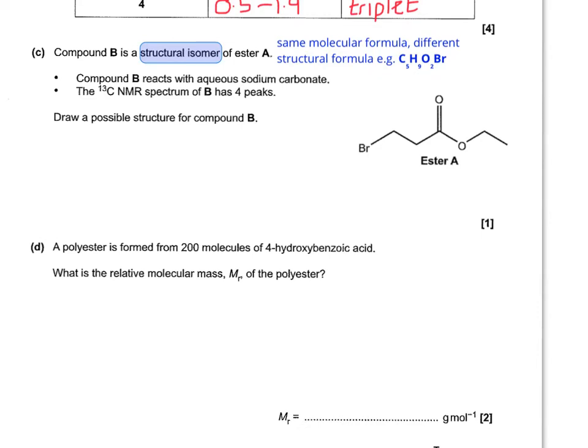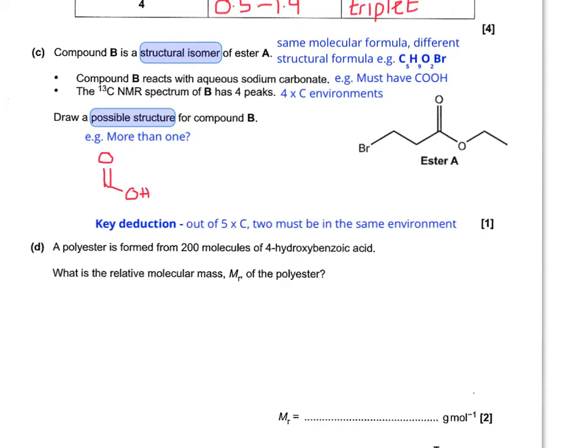Now let's look at sodium carbonate. That means it must have a carboxylic acid group. And there's 4 carbon environments. Sorry, put it next to where the information is. And it says possible structure, so that might mean that there's more than one. So let's now just give it a go. Let's try it out. Let's start with COOH.